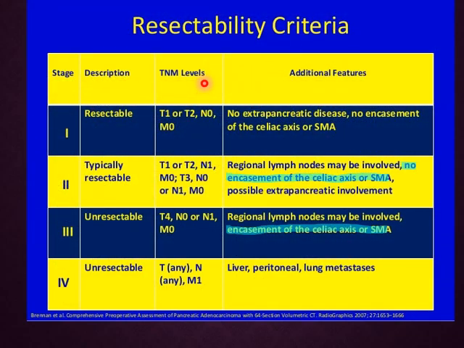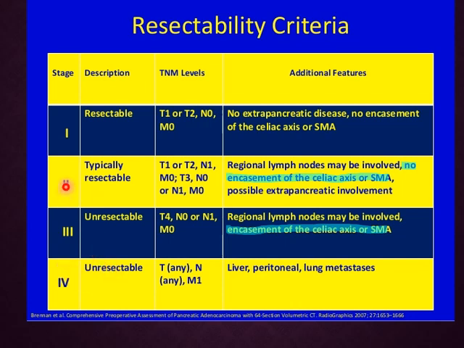Now let's look at the resectability criteria for carcinoma of the pancreas. There are 4 stages. Stage 1 is obviously resectable: T1, T2, N0, M0. So this is definitely resectable. And stage 4 is definitely unresectable: any T, any N, and there's already M1. The common metastasis sites are liver, peritoneum, and lung. So once these are involved, it is stage 4, unresectable.